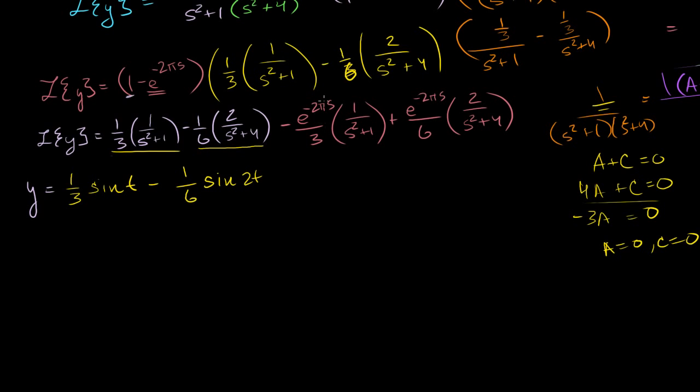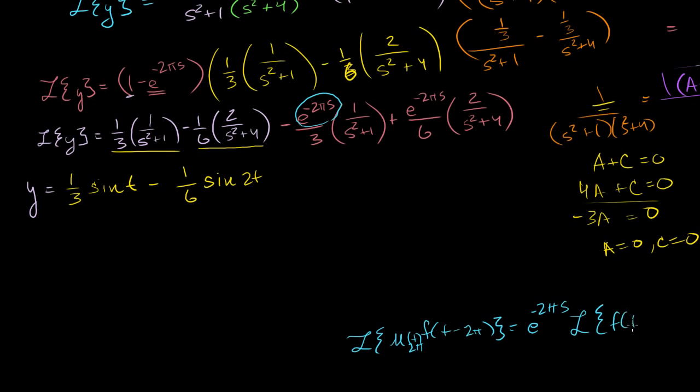Now, these are almost the same, but we have this little pesky character over here. We have this e to the minus 2 pi s. And there we just have to remind ourselves, I'll write it here in the bottom, that the Laplace transform of the unit step function, u sub 2 pi of t, times f of t minus 2 pi, is equal to e to the minus 2 pi s times the Laplace transform of f of t.